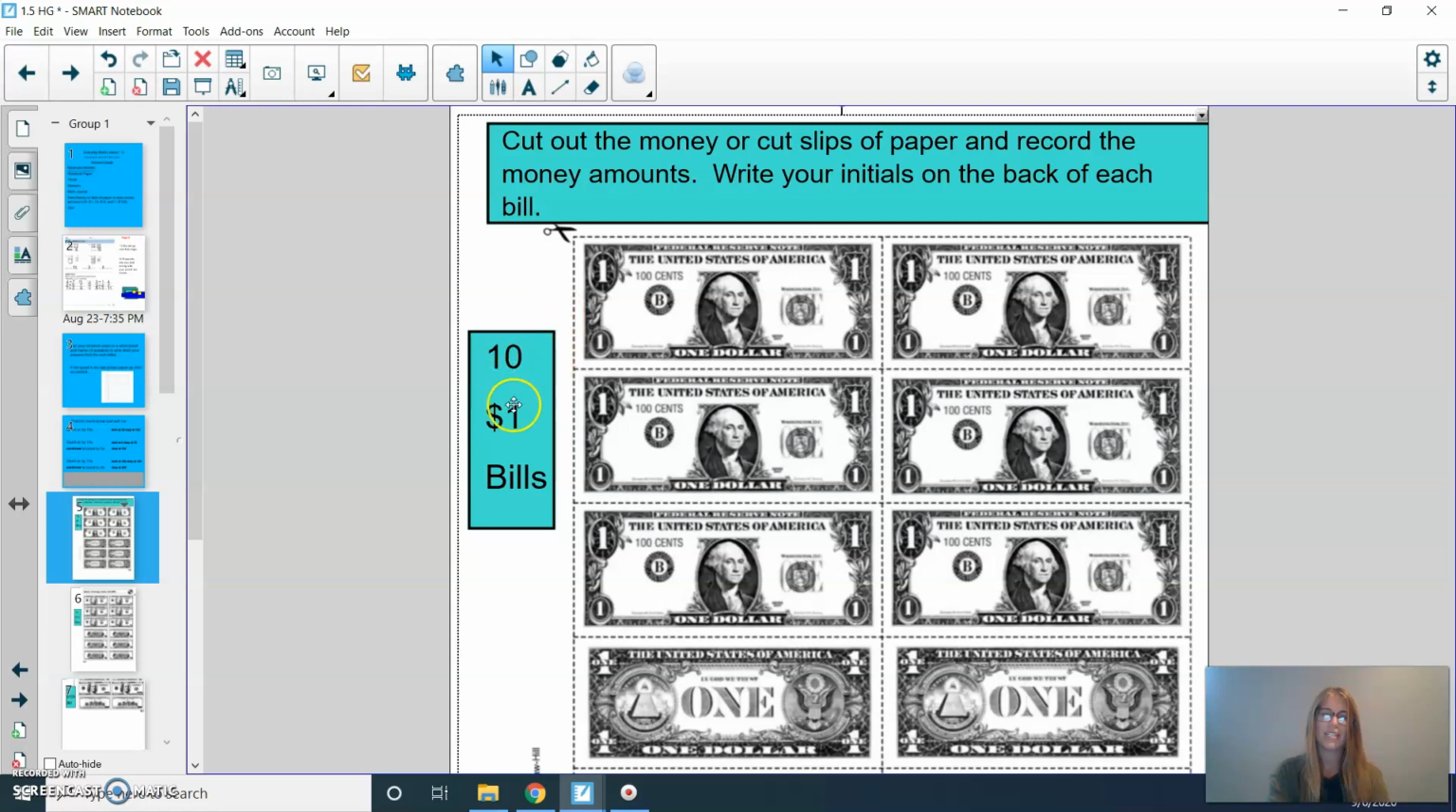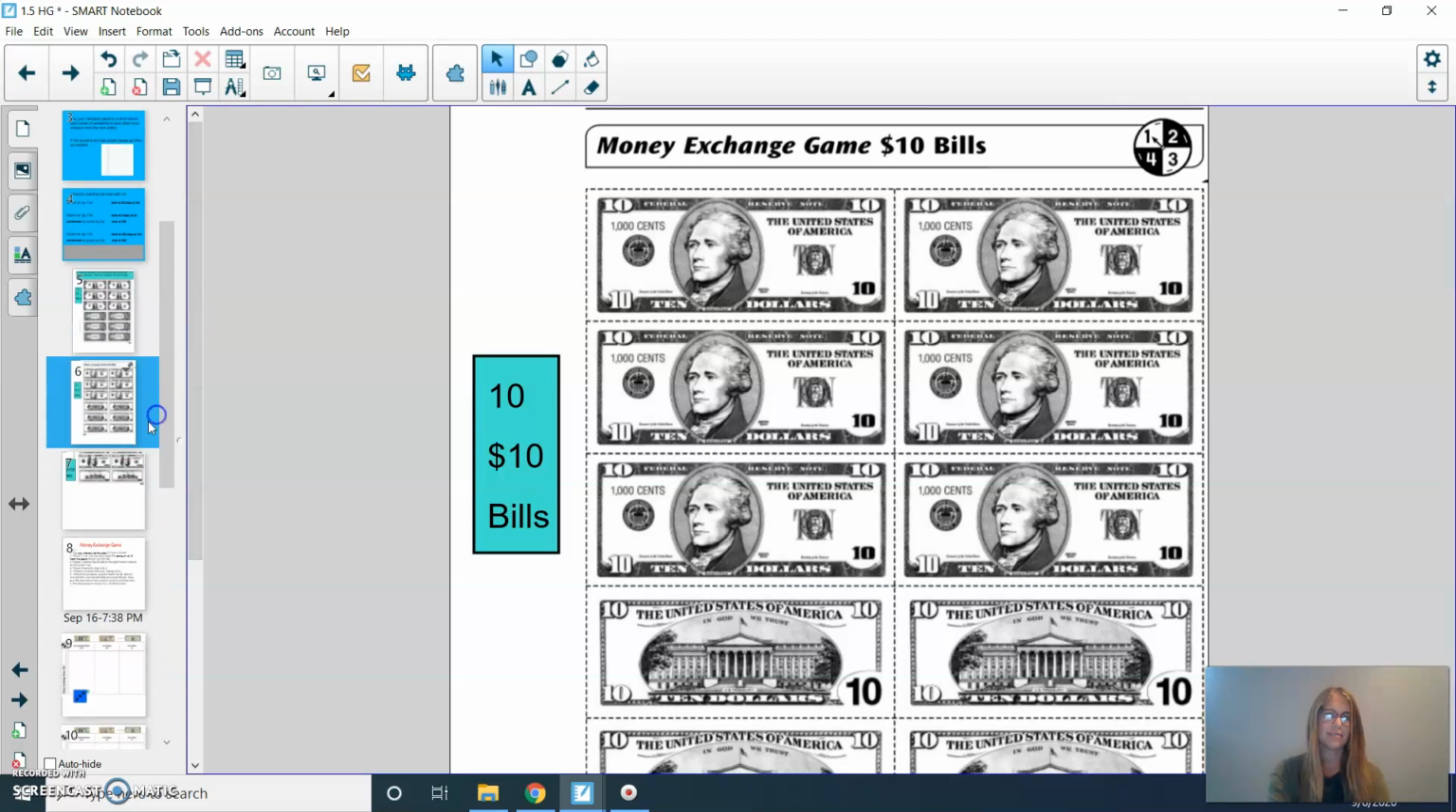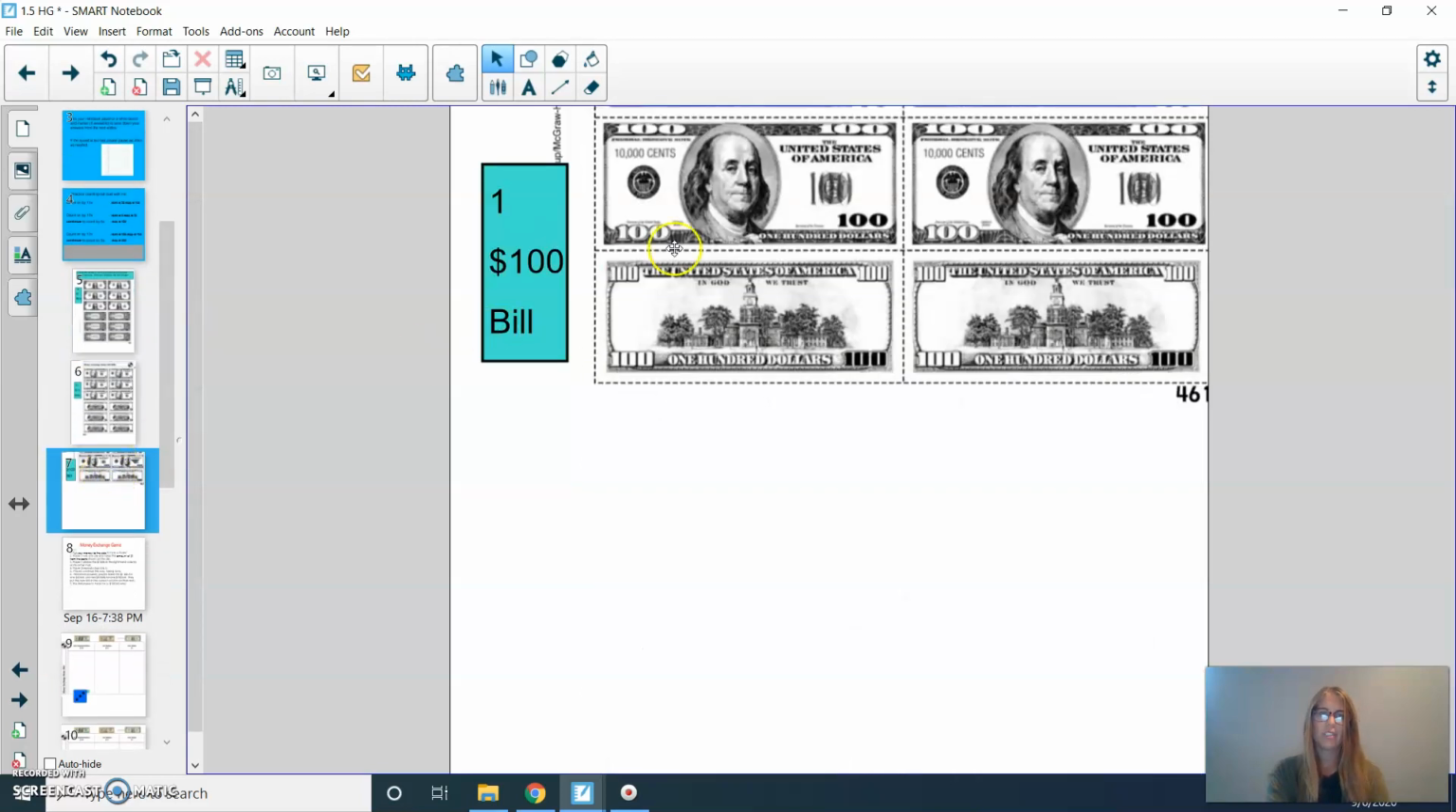And again, you're going to want 10 $1 bills. You're going to need 10 $10 bills. And you will just need one $100 bill. So if you could press pause, cut out your money, and then press play when you're ready to continue.